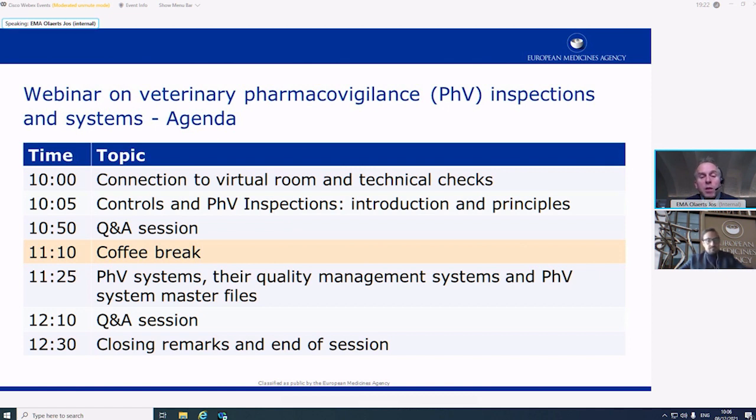And the second part will relate to the pharmacovigilance systems, the basic requirements on the pharmacovigilance system, its integral quality management system, and the pharmacovigilance system master file, the PSMF, that marketing authorization holders in the European Union should establish and maintain. At the end of each session, there is an allocated 20 minutes for your questions.